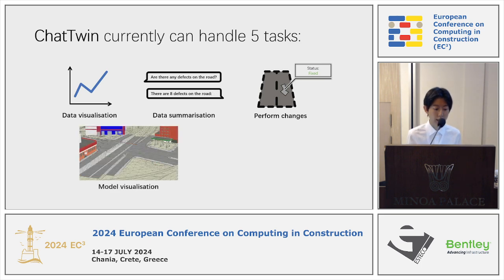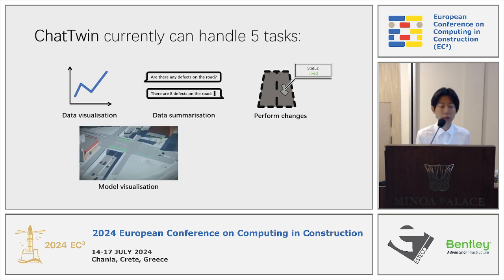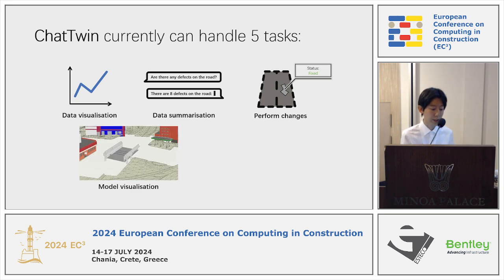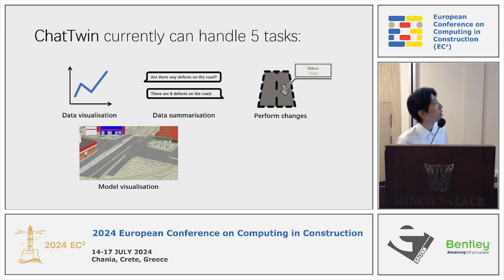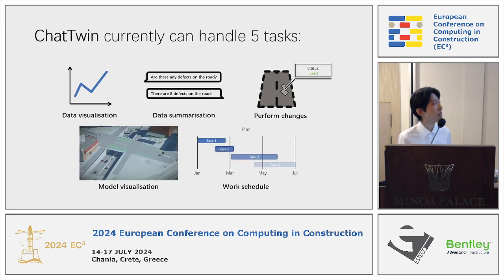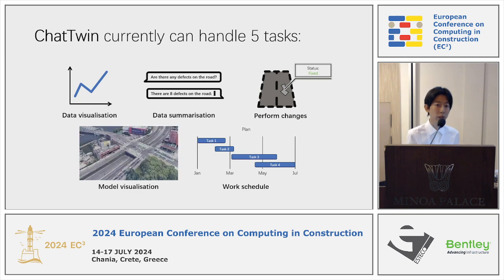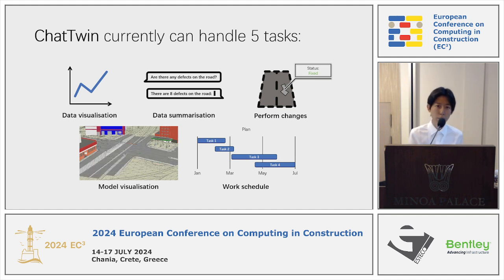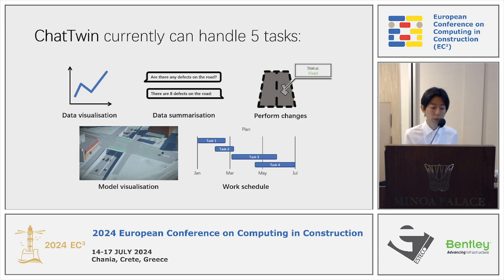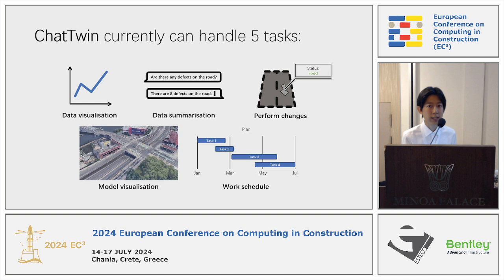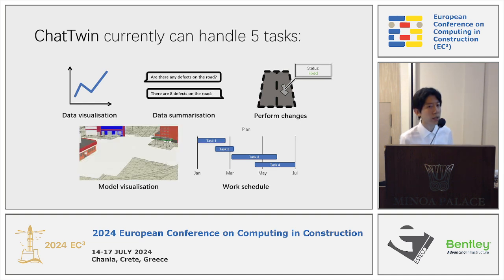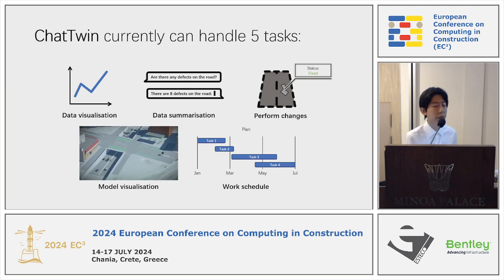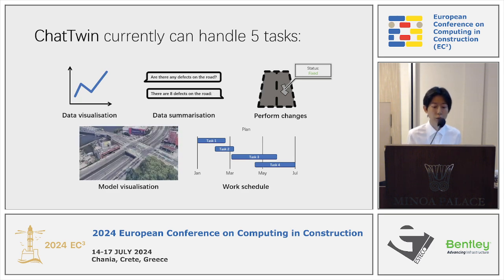The fourth task is module visualization, where the user can ask the system to visualize a certain section of the road digital twin. And the fifth task is work schedule inquiry, where the user can ask the system to generate and visualize a work schedule based on the information stored within the digital twin, as a Gantt chart. These tasks were selected because they were the most commonly performed tasks with road and infrastructure digital twins.